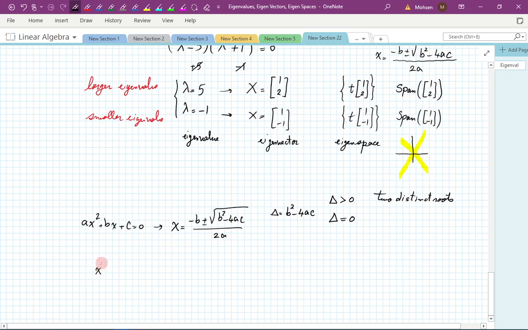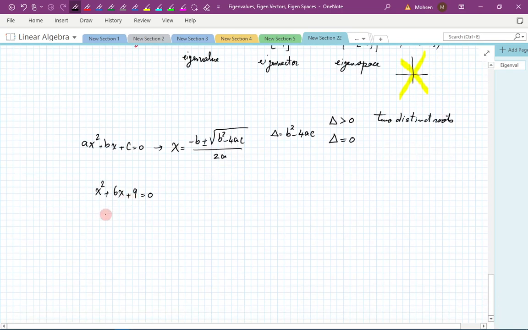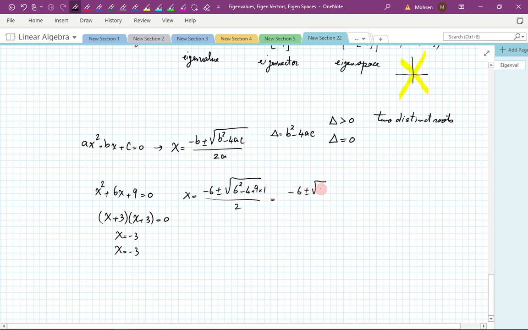Suppose I had x squared plus 6x plus 9 equal to 0. You see, there's something special or troublesome here. When you factor it, what do you get? Both factors look like each other, and you get two identical roots. If you do it this way, you say minus 6 plus or minus the radical of 6 squared minus 4 times 9 times 1, over 2. Well, a peculiar thing: in the radical, you get 0.